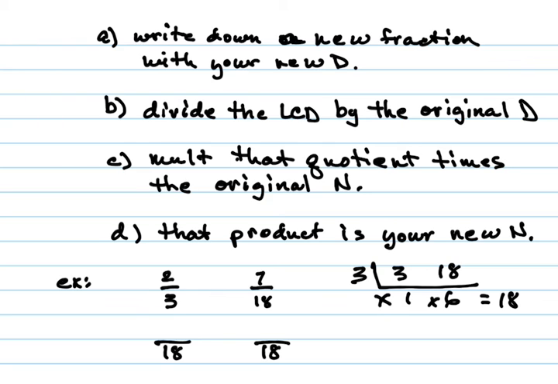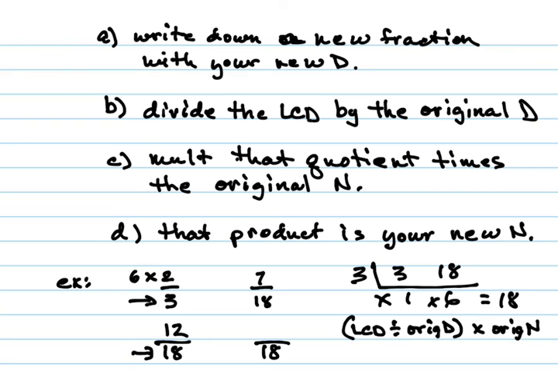Now, if I've changed the denominator, what else must I change? The numerator. And I'm going to do that with that divide, then what? Multiply pattern. So what is my LCD? 18. Divided by my original denominator, which was what? 3, which gives me a 6. And I'm going to take that 6 times what? 2. Which gives me what? 12. And that's all there is to it. So it's LCD divided by your original denominator, and you multiply that times your original numerator.